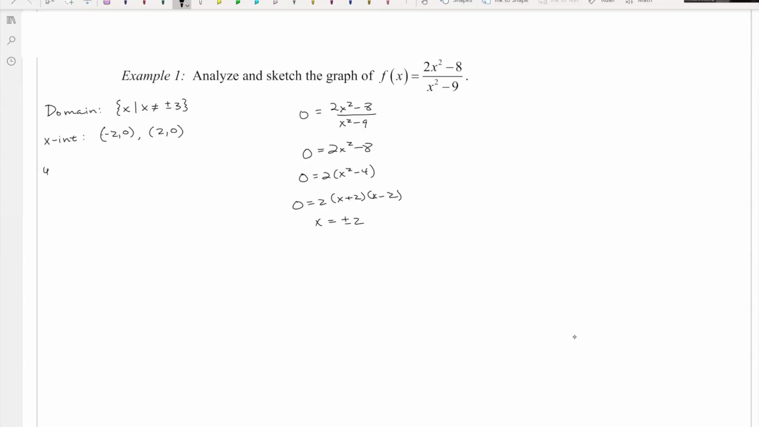From there, we need a y-intercept. If you remember, to find the y-intercept, it's just a matter of finding f of 0, which I think gives us -8 over -9. In other words, (0, 8/9).